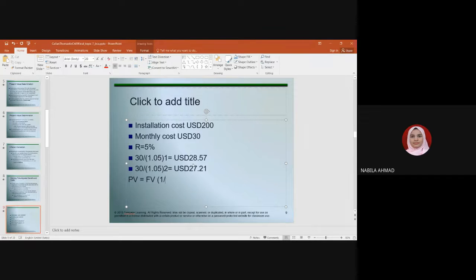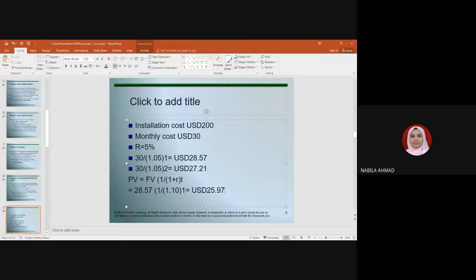So 1 divided by 1 plus R to the power of P. Okay. Jadi kita masukkan 28.57 tu. Okay, sama dengan 28.57 1 bahagi dengan, so kita assume dekat sini R adalah 10%. Kalau R adalah 10%, jadi 1.10 to the power of 1. So kita akan dapat USD 25.97 dan seterusnya sampailah tahun yang kelima.